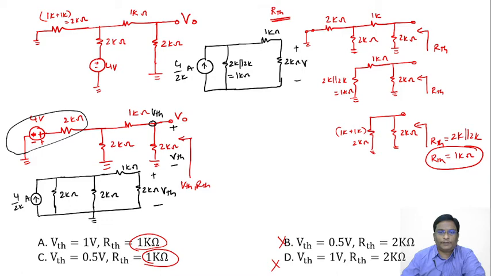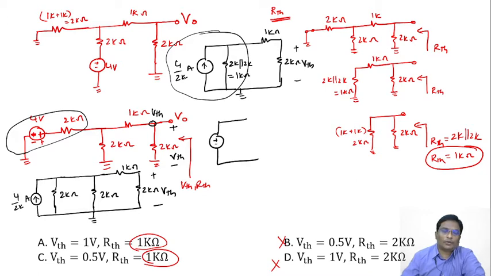You have to find the VTH. Again, let us apply the source transformation for this. Current source with the resistor can be converted to a voltage source in series with the resistor. What's the magnitude of the voltage source? 4 by 2k into 1k. The k cancels, nothing but 4 by 2, 2 volts.